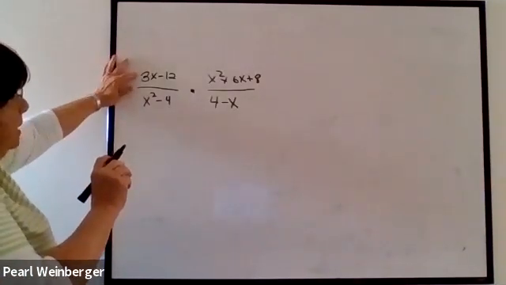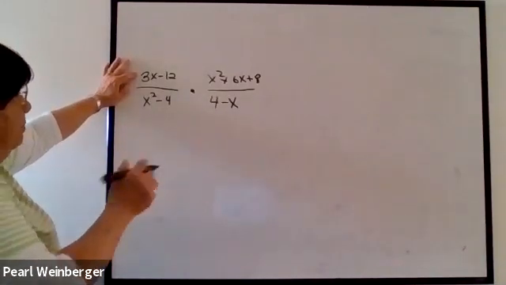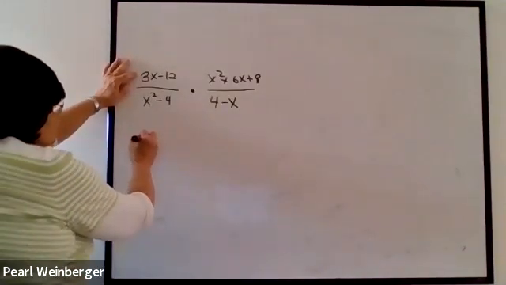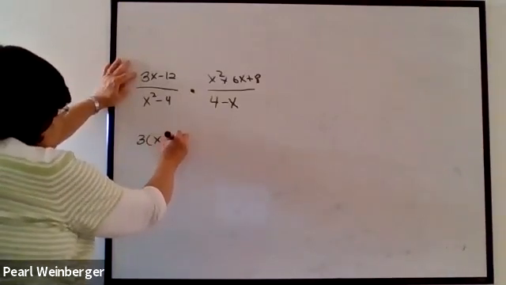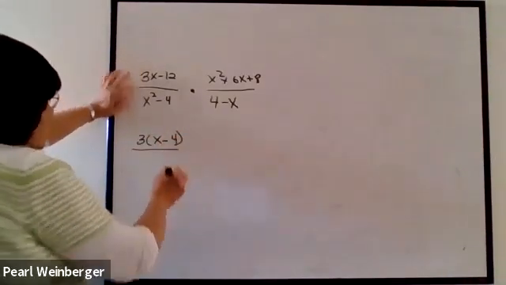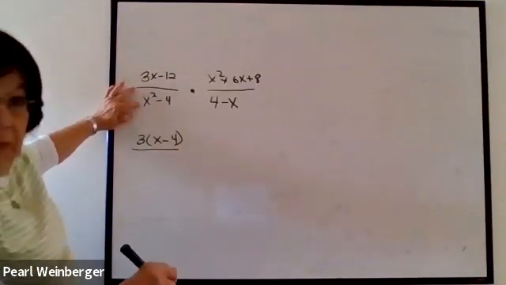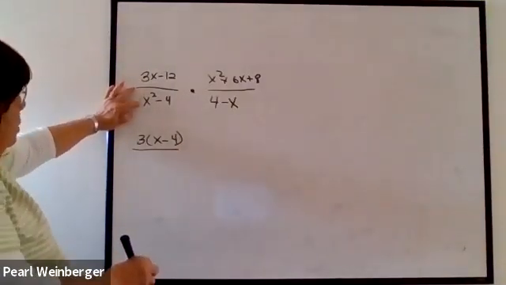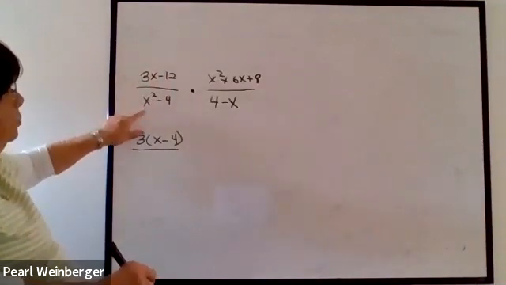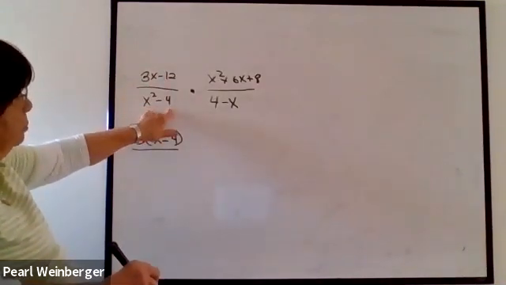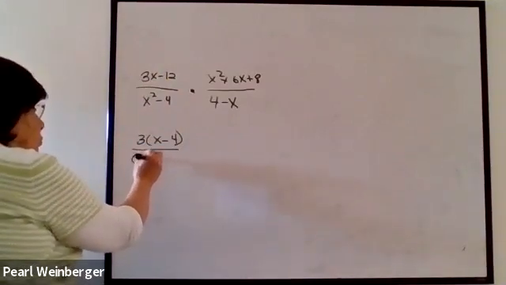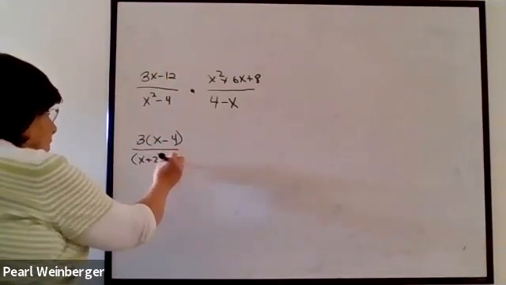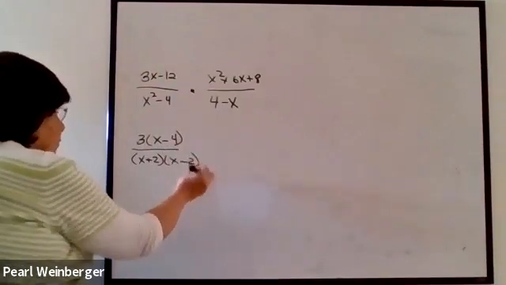So in the 3x minus 12, we see that we have a common factor of 3. This becomes 3 times x minus 4. In the x squared minus 4, we don't have a common factor, but this is what we call the difference of squares. We can break this up into x plus 2 and x minus 2.